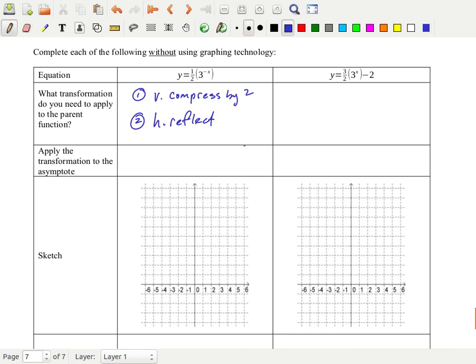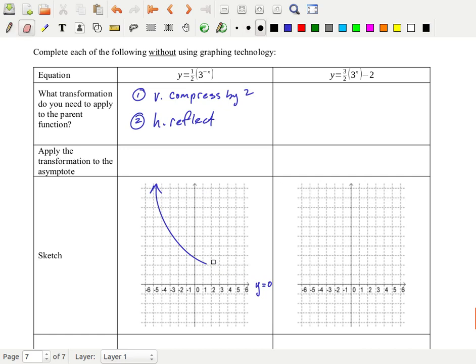So do either of these affect the asymptote? The answer is no, which means I still have my asymptote at y equals 0. 3 to the negative x means that it's been horizontally reflected, so the shape of it is going to be like this. And then we have to put on this compression.